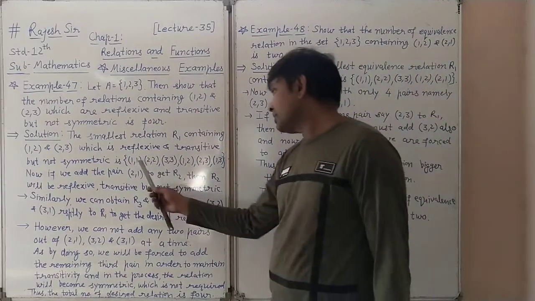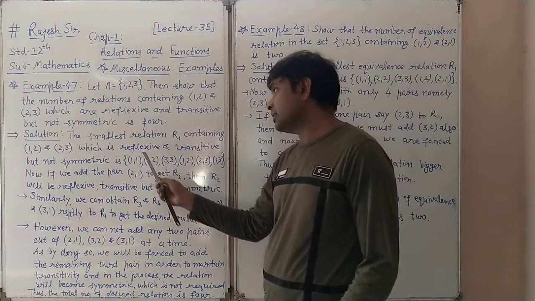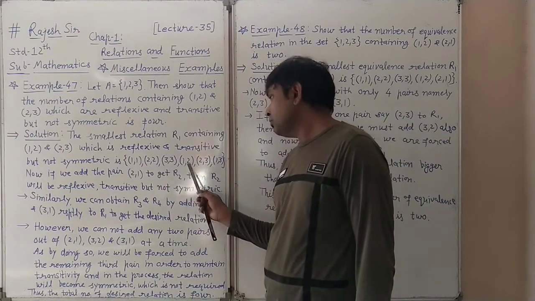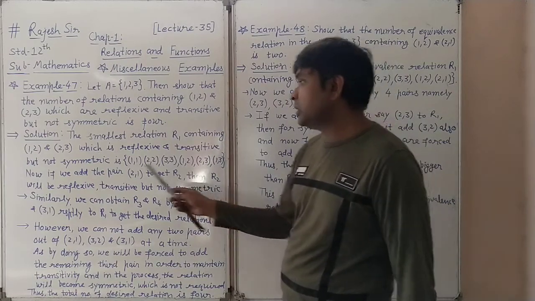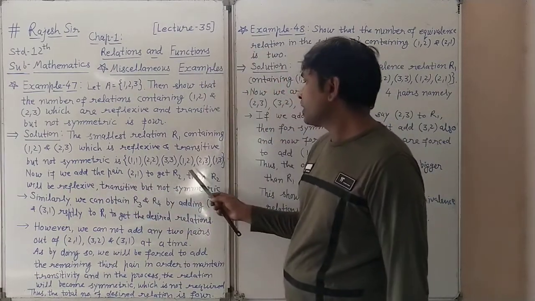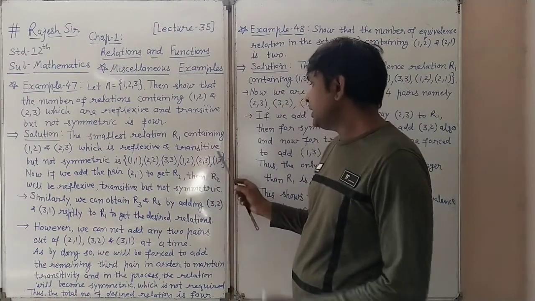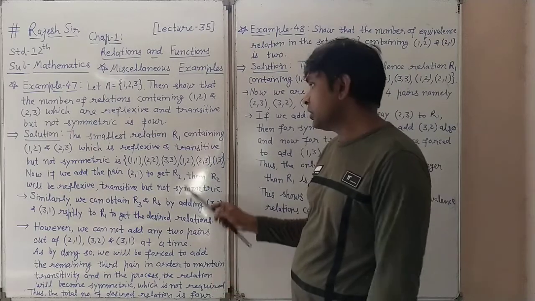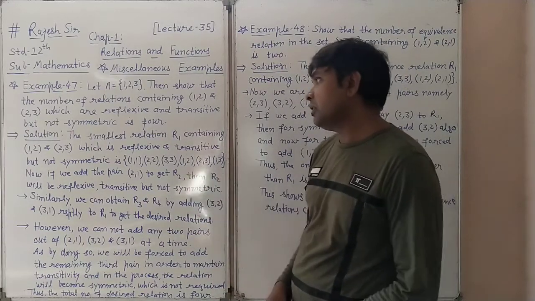So you can see this relation has (1, 1), (2, 2), (3, 3). From that you can say it is reflexive. (1, 2), (2, 3), then (1, 3) shows transitive, but it is not symmetric because (2, 1) is not there for (1, 2), and (3, 2) is not there for (2, 3). So it is not symmetric. This way it is the smallest relation R1.